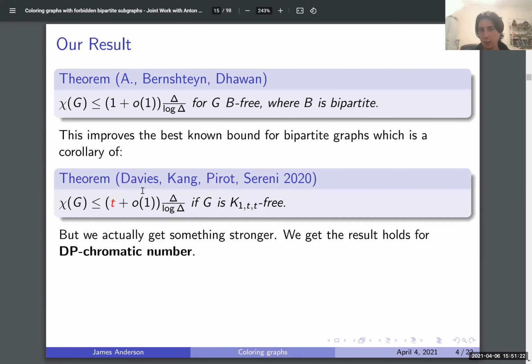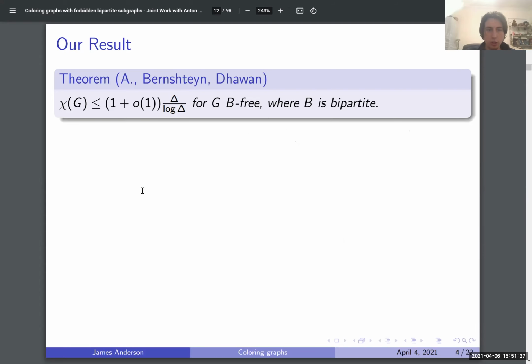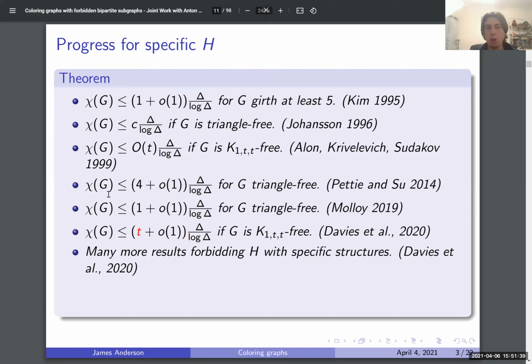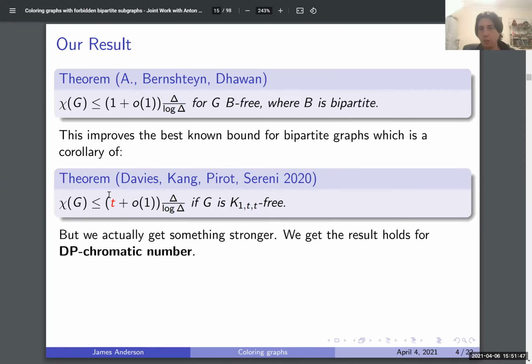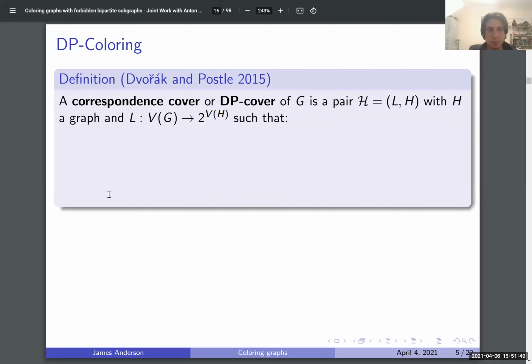We don't just get that the chromatic number has this bound, but we get that the result holds for the DP chromatic number. And if you're not familiar with the DP chromatic number, we're going to talk about it. It's a generalization of list coloring. So all these results here actually all hold for list coloring as well. But we're going to show that the result we have also holds for DP coloring.